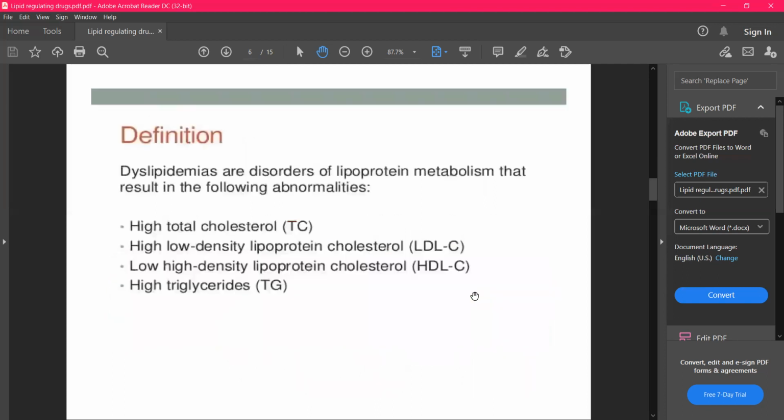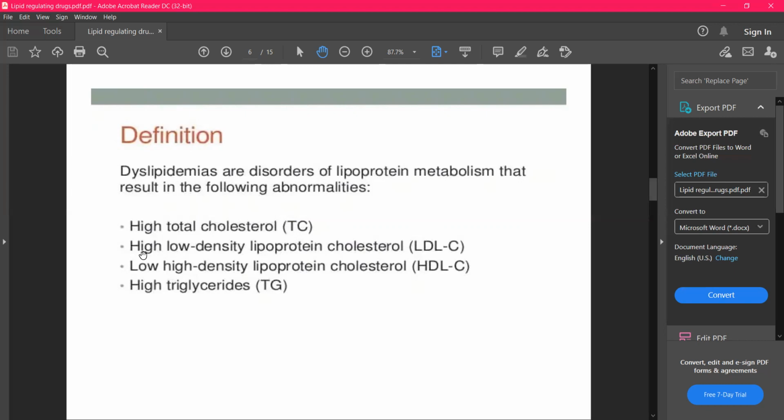Next, dyslipidemias. Dyslipidemias are basically disorders of lipoprotein metabolism. So you will have altered lipid levels. It can be either high total cholesterol, high LDL levels, or low HDL cholesterol, or there can be high triglyceride levels. The commonest and more important ones are high LDL and high TAGs, or you can have both as well.